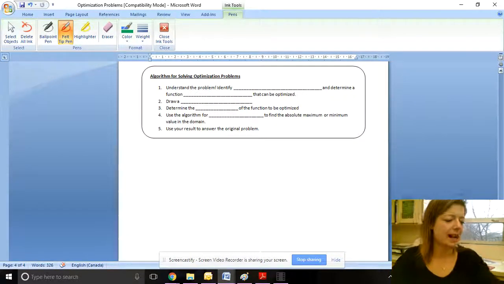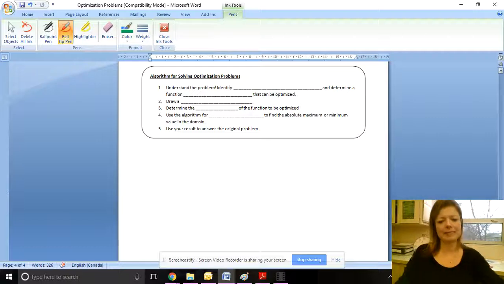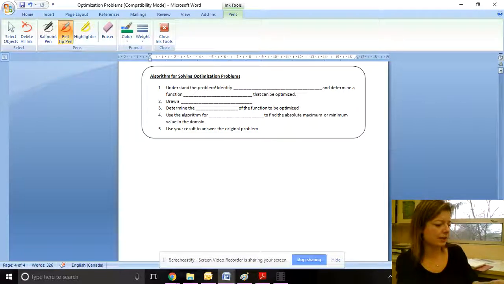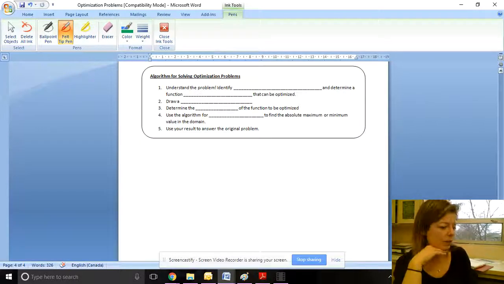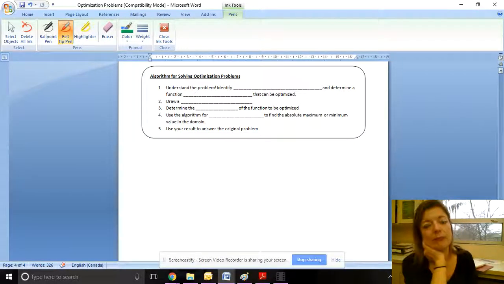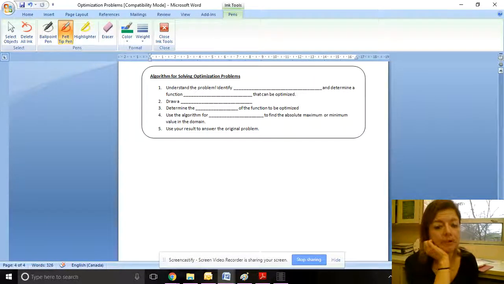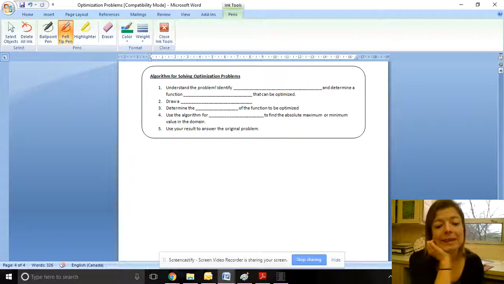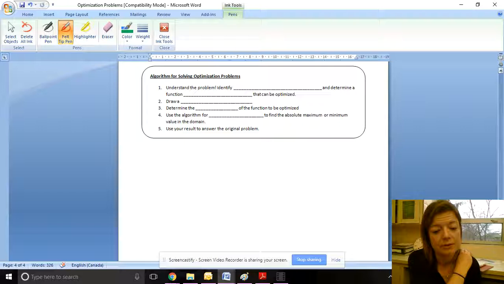So just to recap our algorithm here, I'm going to say it verbally for you. The first thing is to understand the problem, identify quantities that can vary, and determine a function in one variable that can be optimized. Make sure it's in one variable. Then you can draw a diagram if you would like. Then step 3 is to determine the domain, the restricted domain. You have to do that.